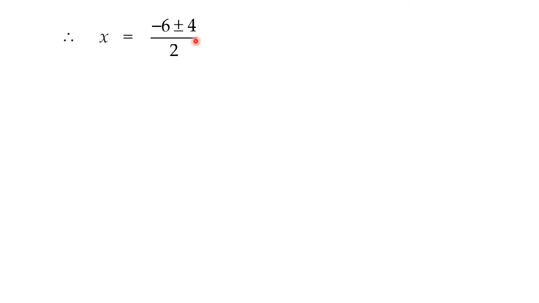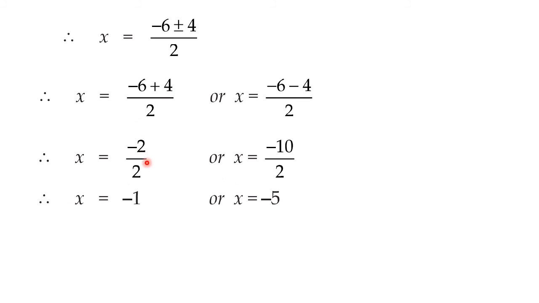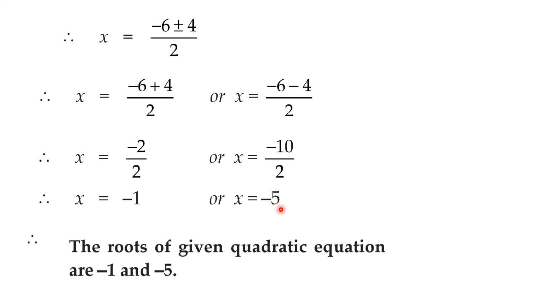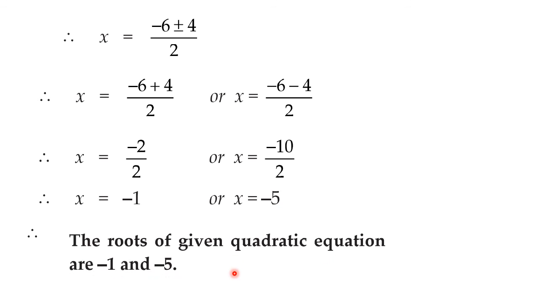Now let us separate the plus or minus sign. In a hurry you don't cut this 2 with 6 or 2 with 4, it is wrong. Go for either-or: either x is equal to minus 6 plus 4 divided by 2, or x is equal to minus 6 minus 4 divided by 2. From here, minus 6 plus 4 is minus 2, so x is equal to minus 2 divided by 2, that is minus 1. And here minus 6 minus 4 is minus 10 divided by 2, so x is equal to minus 5. Therefore the roots of the equation are minus 1 and minus 5.